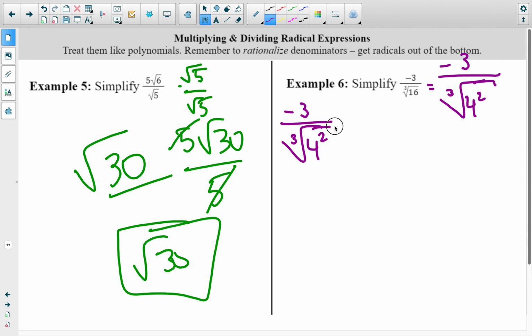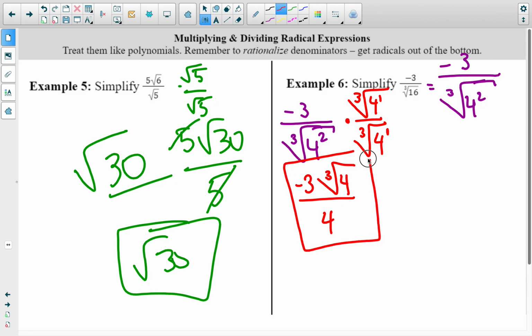We need to multiply by something over itself, and we need to make sure that the index of that root is still 3. Otherwise, we're not going to be able to multiply these together. What we're going to put inside the radical is 4 to the power of whatever is going to allow this situation to be canceled out. So we're going to multiply by 4 to the 1st, because what that's going to do on the bottom is create the cubed root of 4 cubed, right? Because 4 squared times 4 to the 1st is 4 to the 3rd, which means we just end up with 4 down here. And then our numerator ends up with -3 cubed root of 4, and that's it. Those are kind of fun.